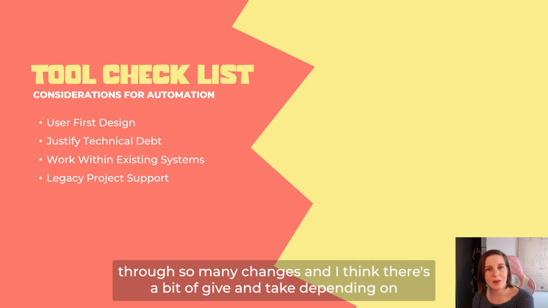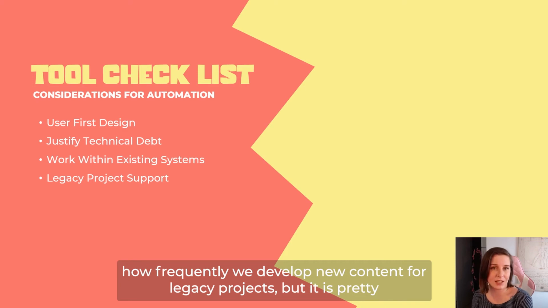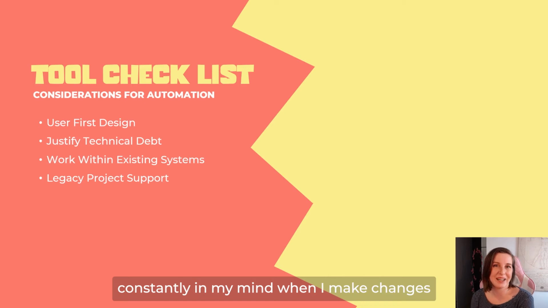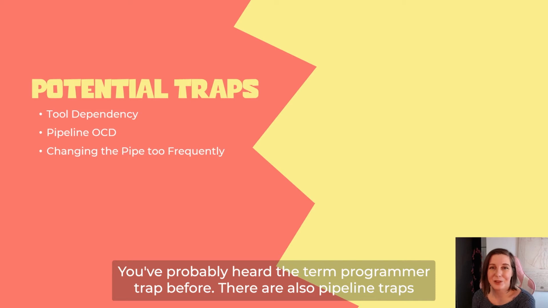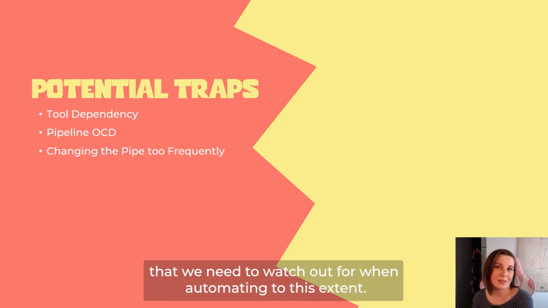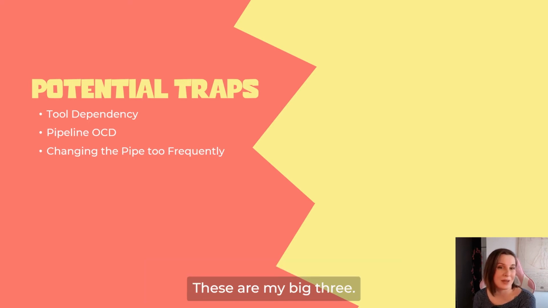And I think there's a bit of give and take depending on how frequently we develop new content for legacy projects, but it is pretty constantly in my mind when I make changes. You've probably heard the term programmer trap. There are also pipeline traps that we need to watch out for when automating to this extent. These are my big three.